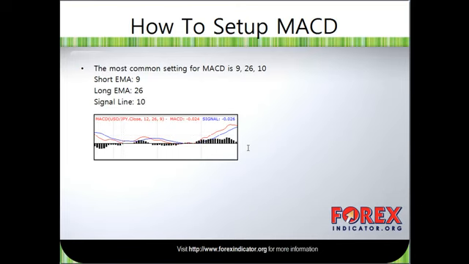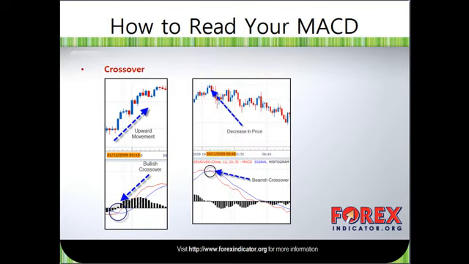Done with setting up MACD, we learn how to actually make use of it in our trading, how to read the MACD indicator. The first thing that I like to use MACD for is the crossover function. As you can see from the picture here, this is known as a bullish crossover. What do I mean by that? You see the red line, which is the MACD line, crossing over the signal line, and you're getting a bullish crossover signal.